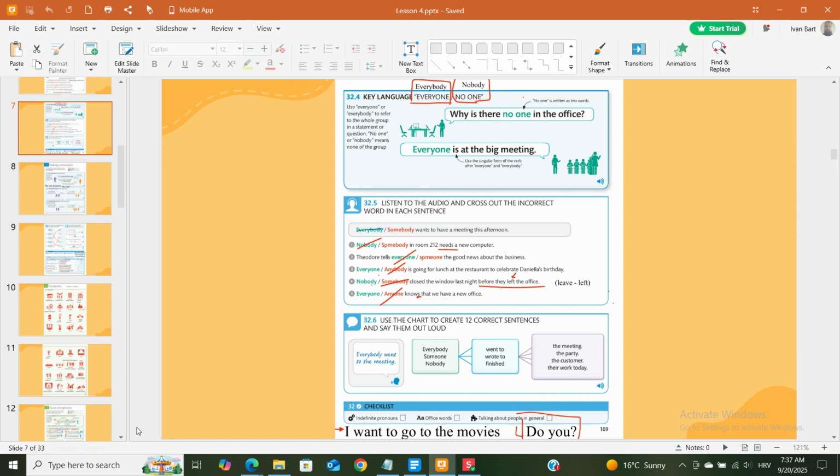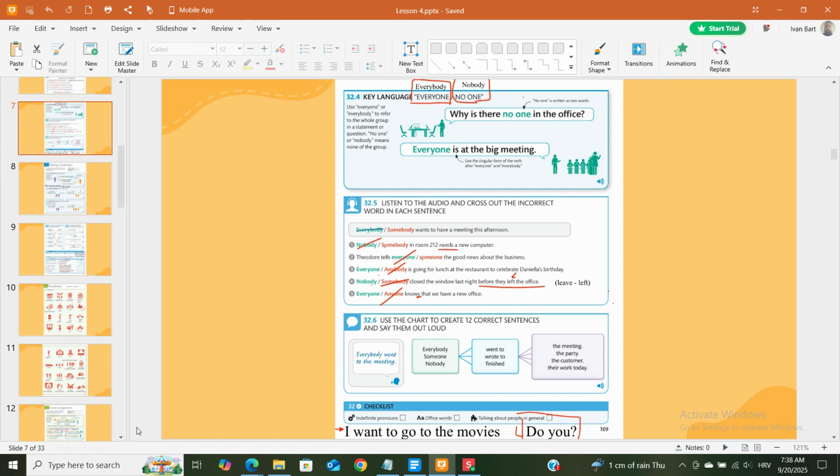32.5 Listen to the audio and cross out the incorrect word in each sentence. Everybody, somebody wants to have a meeting this afternoon. Nobody, somebody in room 212 needs a new computer. Theodore tells someone the good news about the business. Everyone, anybody is going for lunch at the restaurant to celebrate Daniela's birthday. Nobody, somebody closed the window last night before they left the office. Everyone, anyone knows that we have a new office.